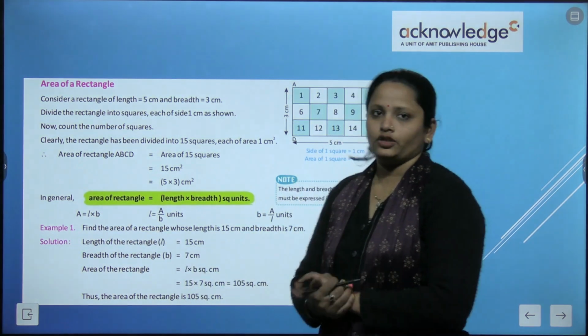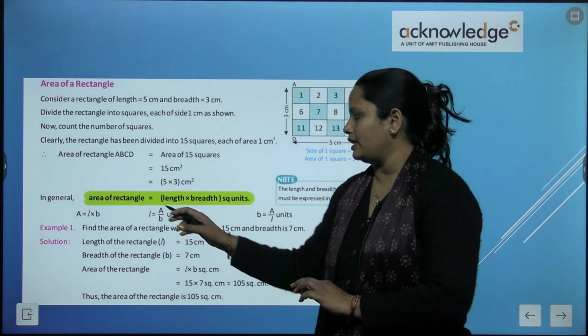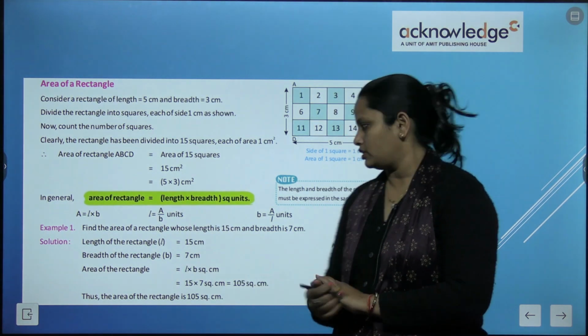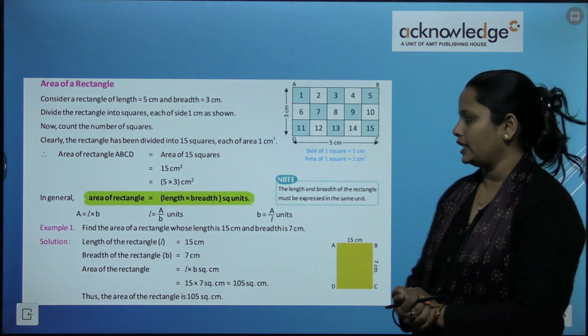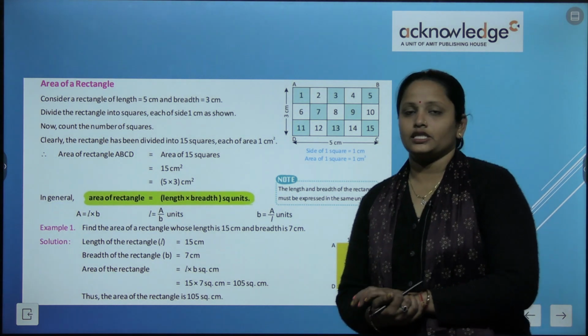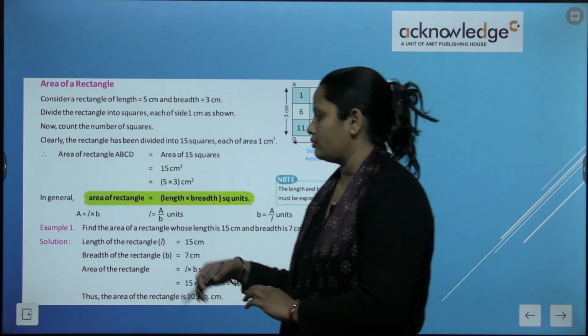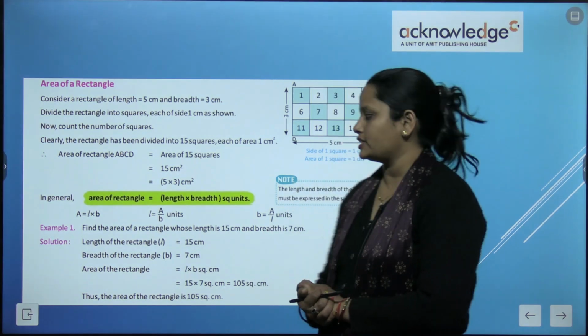So, area के लिए हम length और breadth को multiply करेंगे. अगर हमें length चाहिए तो हम क्या करेंगे? Area upon breadth. और breadth चाहिए तो area upon length कर देंगे. Now, let's understand this more with the help of the given example.